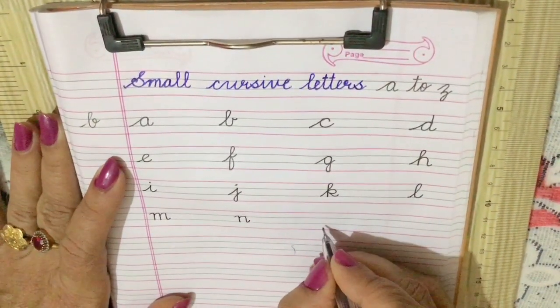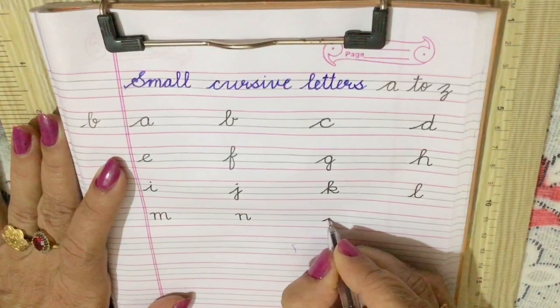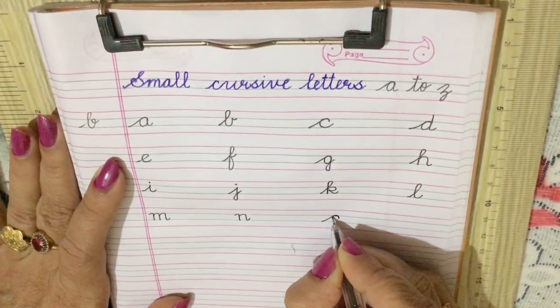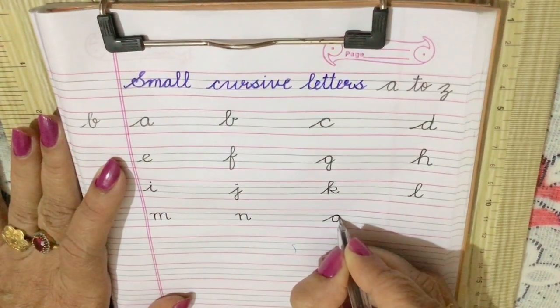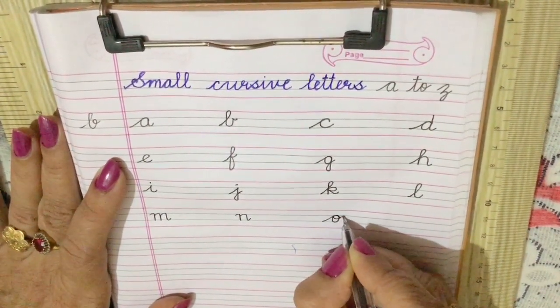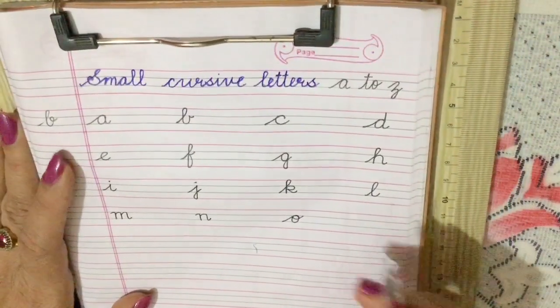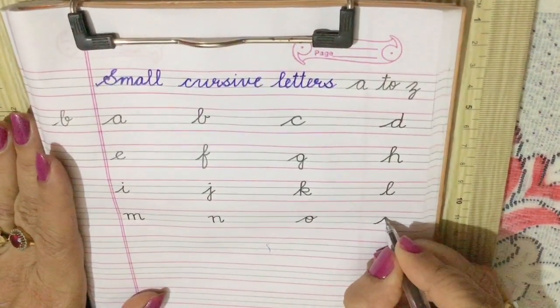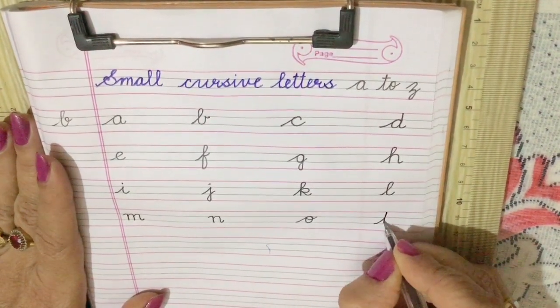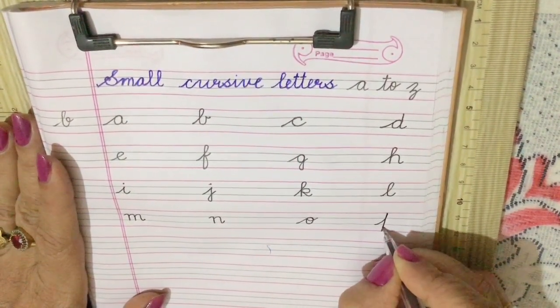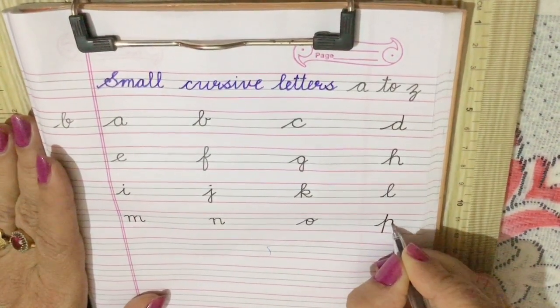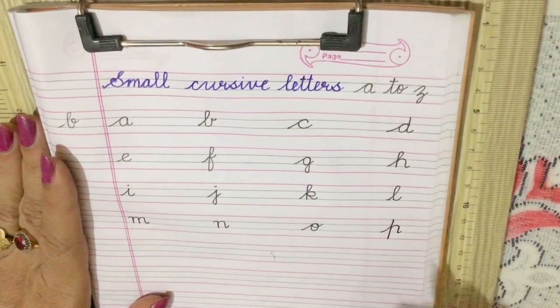Now letter O. With the first curve, you will make letter C, bend it down, go back, close it here and make a loop here and end here. It's letter O. After letter O, we'll write letter P. Go straight up, straight down, again up, don't pick your pencil, and make a curve as you have made in letter H.